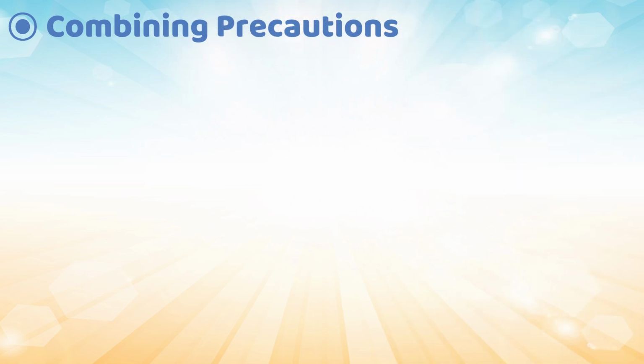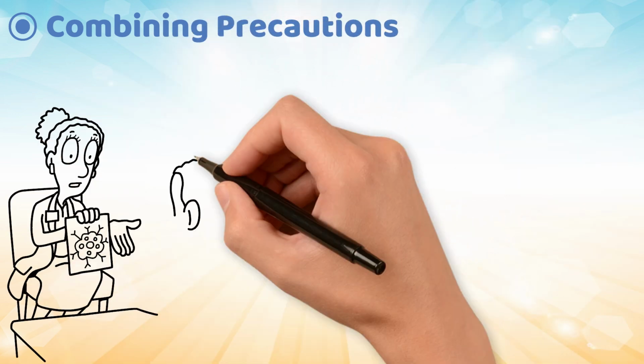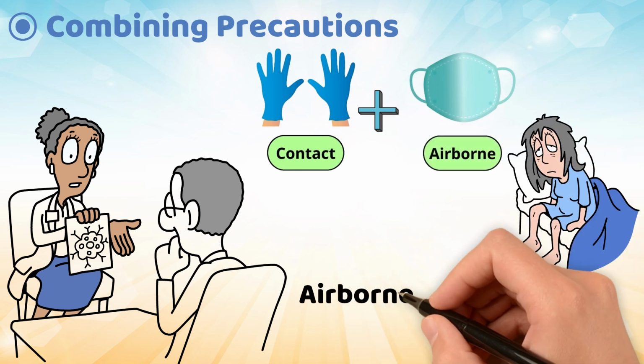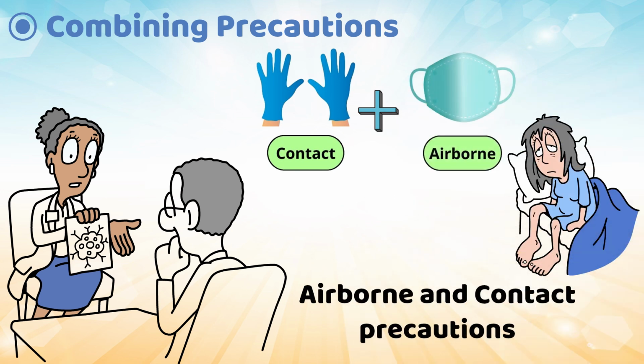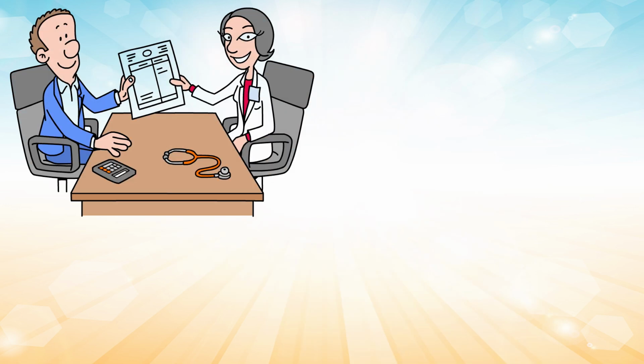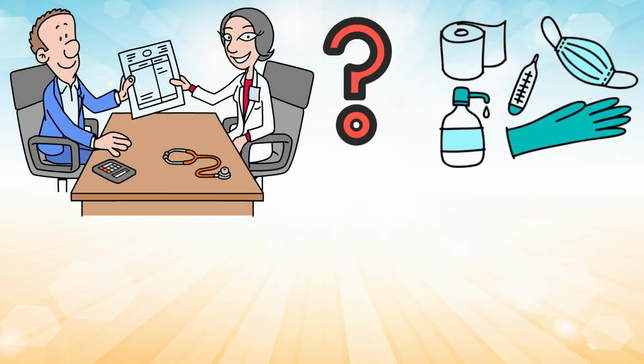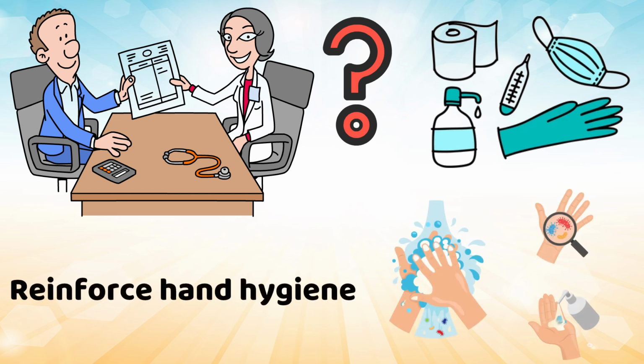Combining precautions. Some diseases require more than one precaution type. For example, varicella requires both airborne and contact precautions. Educating patients and visitors is crucial. Explain why these precautions are necessary, demonstrate proper gowning and masking, and reinforce hand hygiene.